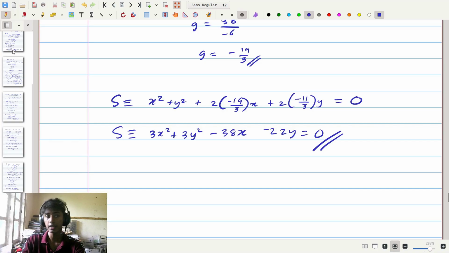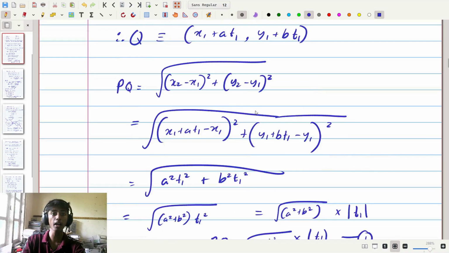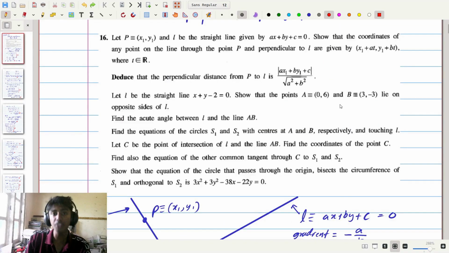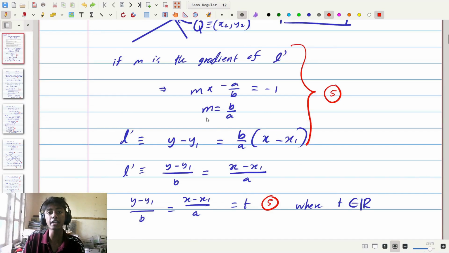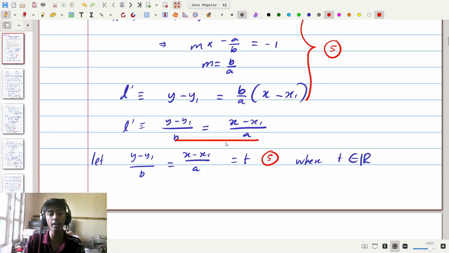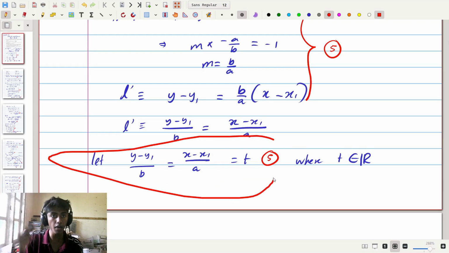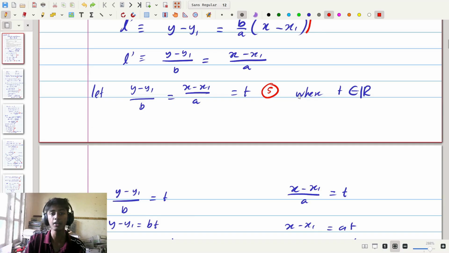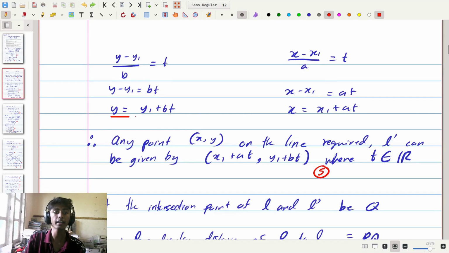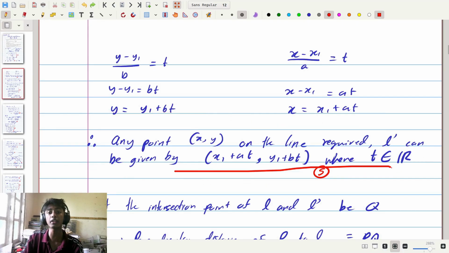So now finally, let's go up and discuss the marks awarded for this question. At the start of the question, when you get the correct gradient for the second line, and then you substitute in like this to get L dash given by y minus y1 equals b over a times x minus x1, for this you get 5 marks. After that, when you simplify and rearrange into this form right here, you get another 5 marks. After that, when you introduce the parameter, solve the two equations separately and get these two parametric equations, and then as a conclusion say this, you get another 5 marks.